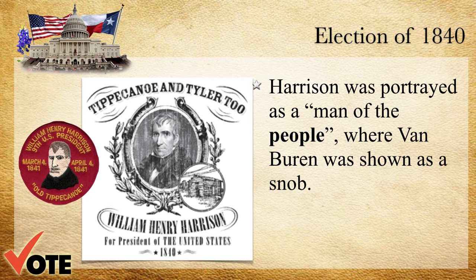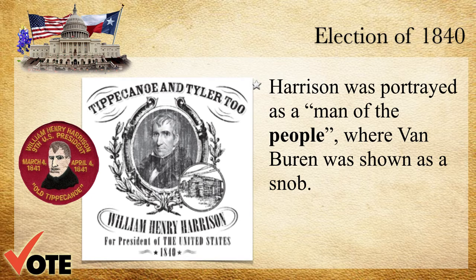And Harrison turned it around. He flipped it on him. He said, that's right. That is me. You got me. I am a man of the people. I'm just a regular guy. And you, Van Buren, are the rich, wealthy snob who doesn't care about the people. And he spun it on them. And that is really the nature of politics going forward from here.